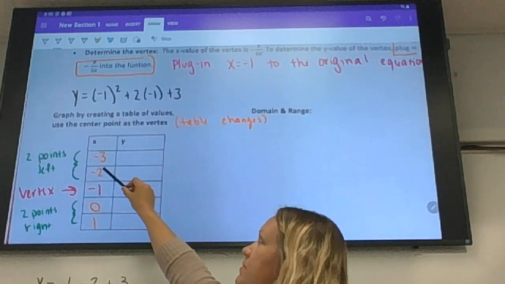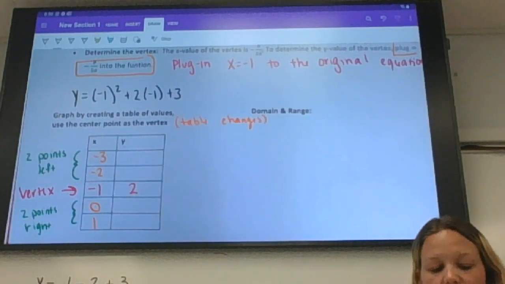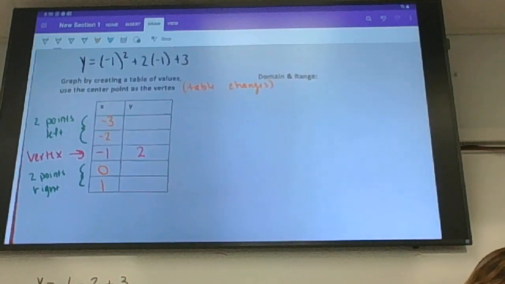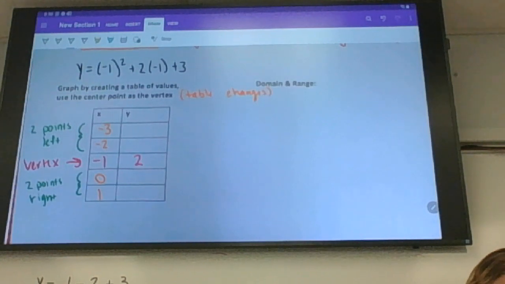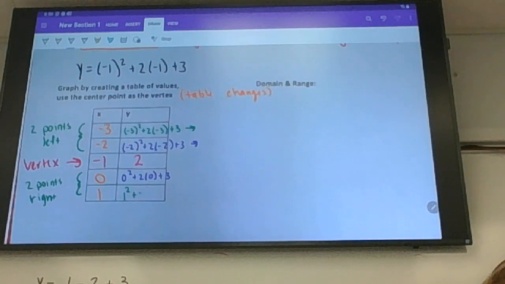Now we have to plug these points into the original equation, just like we did with negative 1, and simplify all of them. You could extend this table out. This would be negative 3 squared plus 2 times negative 3 plus 3. The next one would be negative 2 squared plus 2 times negative 2 plus 3. Then 0 squared plus 2 times 0 plus 3, and 1 squared plus 2 times 1 plus 3. So you end up plugging into the equation 5 times to get a really nice 5-point graph like we have here.